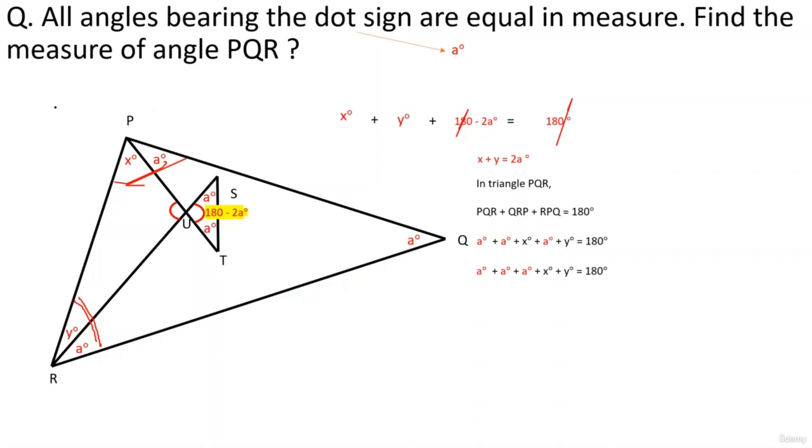And X plus Y की value हम ऊपर find कर चुके हैं already, right? So this we will have to put in the given equation. Putting X plus Y as 2A, the left hand side becomes 5A. If 5A is 180, the answer is 36 degrees. It's as simple as that, guys.